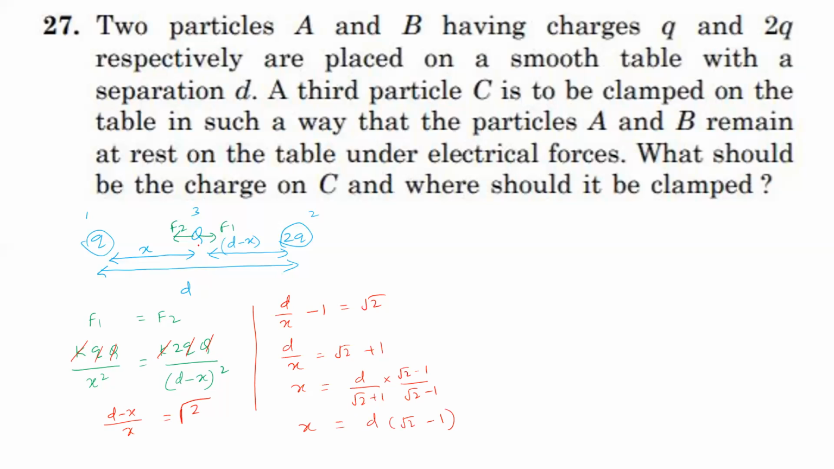So when we place the third charge at distance d(√2 − 1), the third charge will be in equilibrium. Next, we have to find when the first charge should be in equilibrium. For the first charge to be in equilibrium, the force exerted by the second charge on the first charge must be repulsive, because Q and 2Q are like charges. Now the force exerted by the third charge on the first charge should be attractive. That means the third charge must be of opposite sign to the first and second charges. Suppose the first and second charges are positive, then the third charge must be negative. Then only the first charge and the second charge will be in equilibrium.